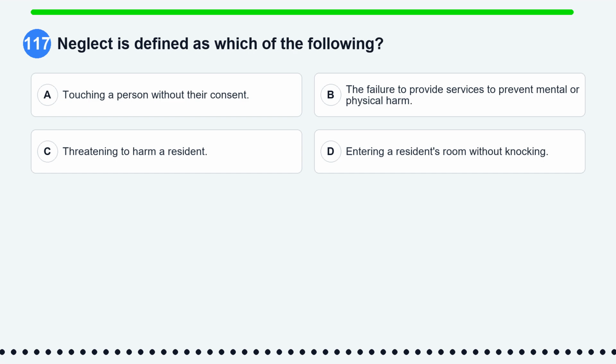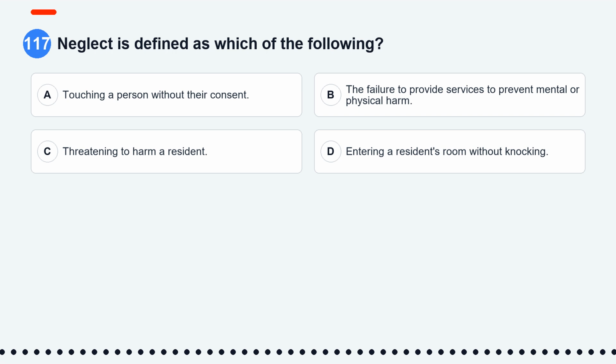Question 117. Neglect is defined as which of the following? Option A, touching a person without their consent. Option B, the failure to provide services to prevent mental or physical harm. Option C, threatening to harm a resident. Option D, entering a resident's room without knocking.